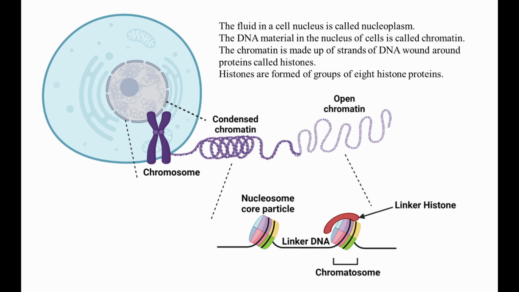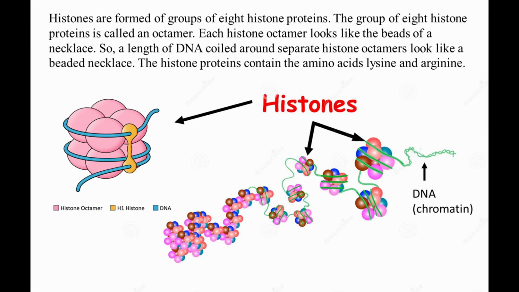The fluid in a cell nucleus is called nucleoplasm. The DNA material in the nucleus of cells is called chromatin. The chromatin is made up of strands of DNA wound around proteins called histones. Histones are formed of groups of 8 histone proteins. The group of 8 histone proteins is called an octamer. Each histone octamer looks like the beads of a necklace. So, a length of DNA coiled around separate histone octamers looks like a beaded necklace.